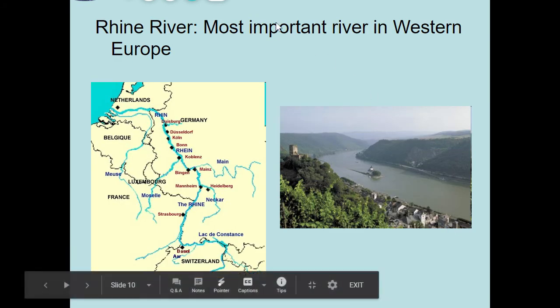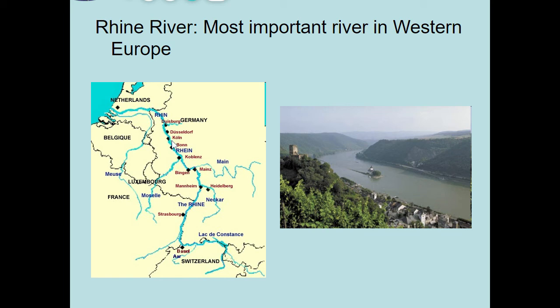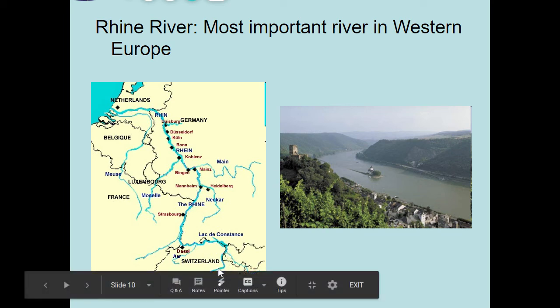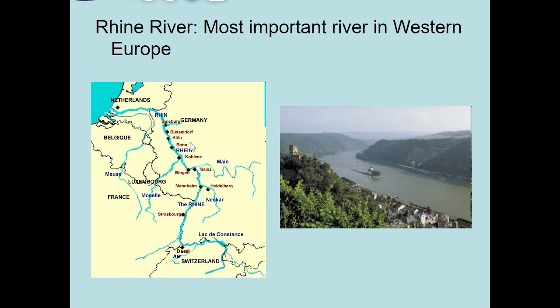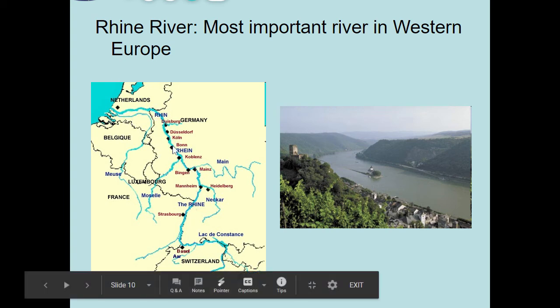The Rhine River, this is the most important river in Western Europe. The Rhine starts up here and makes its way all the way down and through Switzerland. It's a very important river. You can go on cruises of the Rhine River now, and if you go on one of those cruises, you will pass over 700 medieval castles. So during medieval times, this river was very important, and all the different kingdoms were built along it.